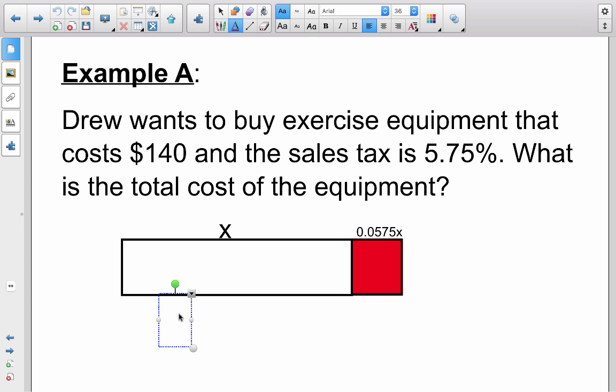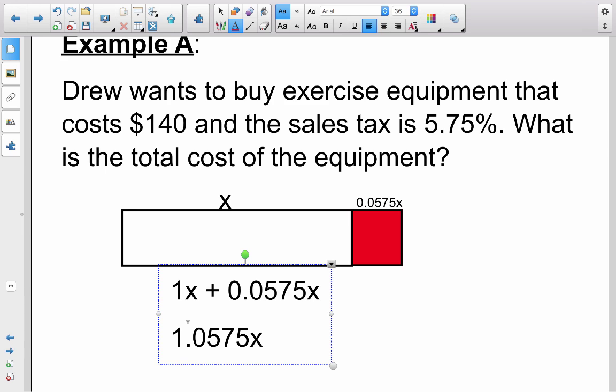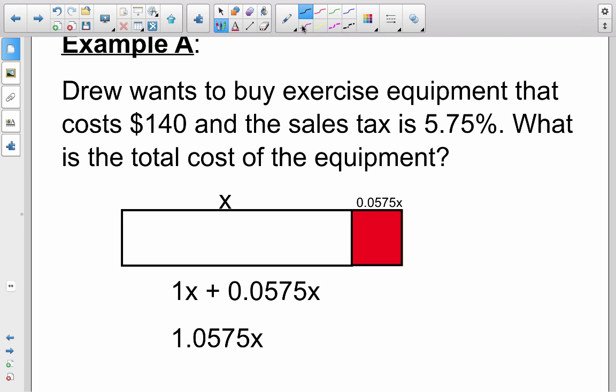So because it's a tax, I know that my price is increasing. So I start with the price of X, and it increases by 0.0575X. And if I simplify that, I add the 1 and the 0.0575. I have my simplified expression, which we've talked about quite a bit in class. I can now choose either of those expressions to solve, and what happens is the price of 140 is going to replace X in whichever expression I choose.